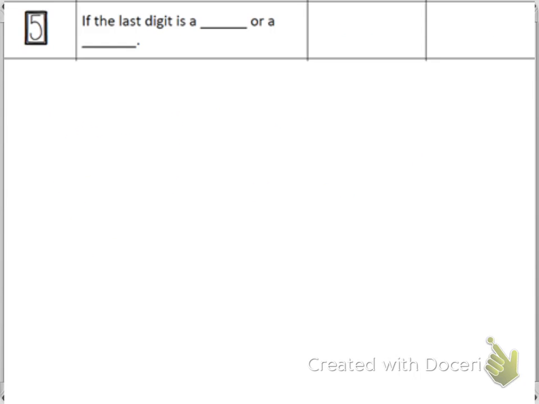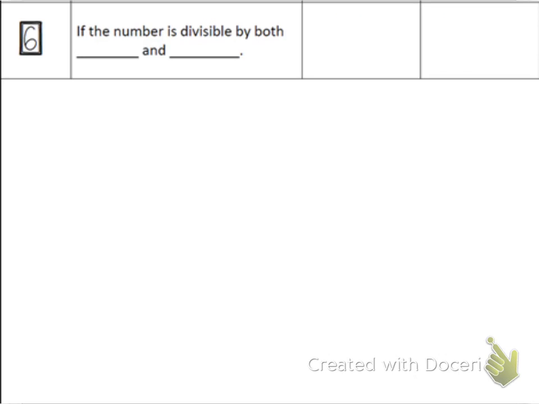Right, the next one is 5. 5 is a pretty straightforward one. If the last digit is a 5 or a 0, then it's divisible by 5. An example, 195, because it ends in 5. A non-example, 194, because it doesn't end in a 5 or a 0. 6 is pretty cool too. Let's take a look at it.